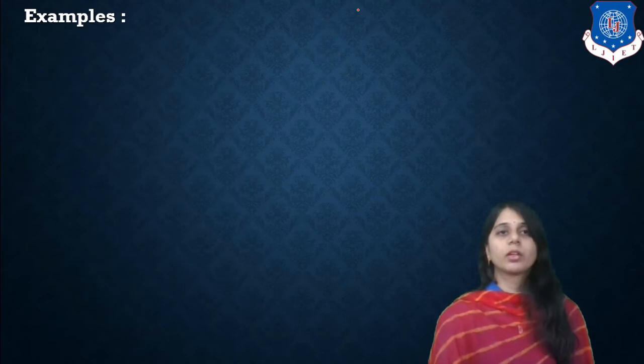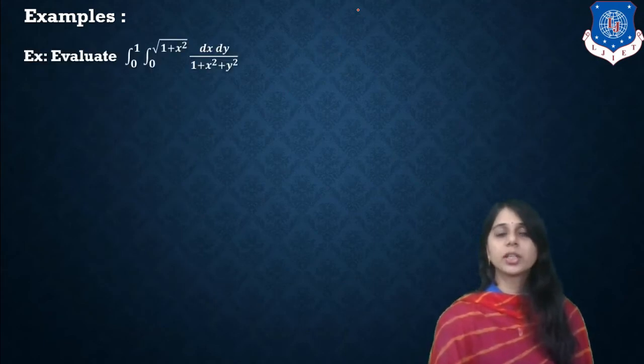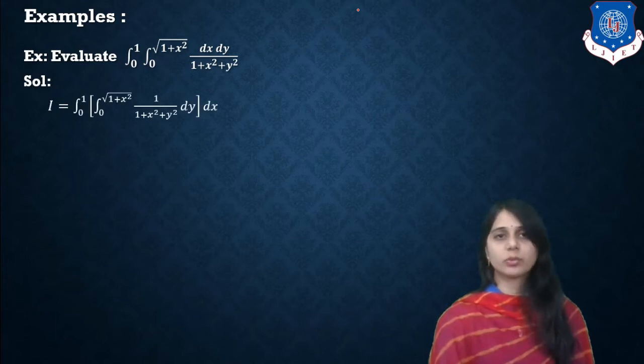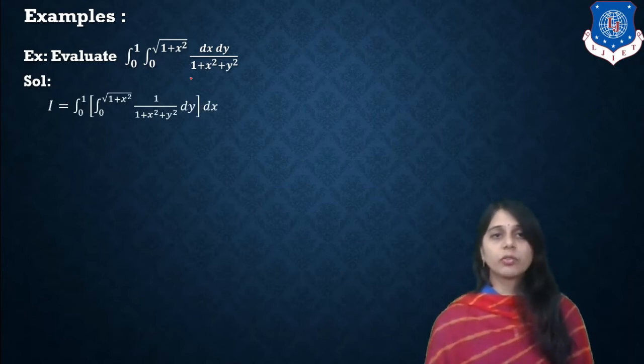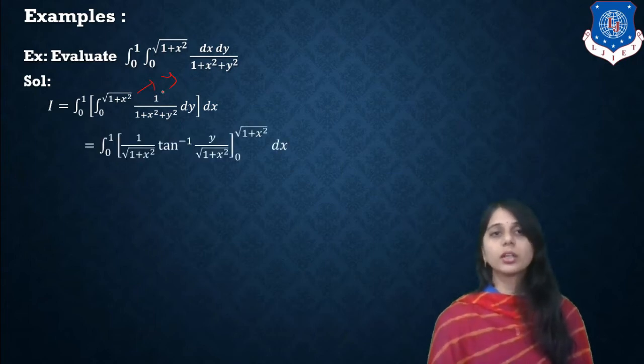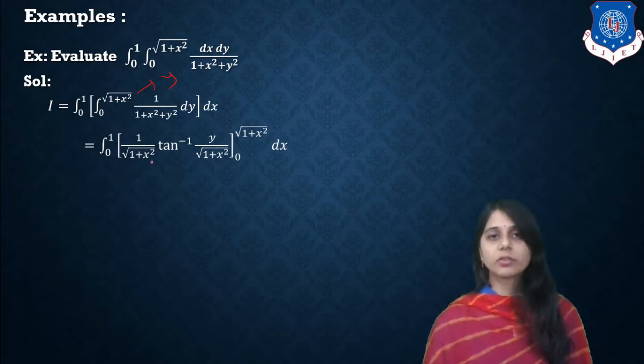Okay. Now, second example, we are taking 0 to 1, 0 to under root 1 plus x square, dx dy over 1 plus x square plus y square. Now here, it is a limit of y. So we are taking integration with respect to y. It is 1 upon under root 1 plus x square times tan inverse y upon under root 1 plus x square, because this is your x and this is your constant form.